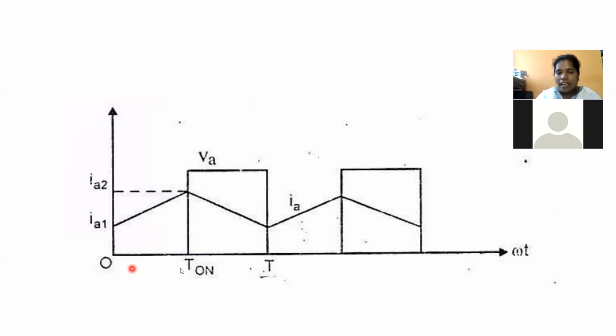It is the turn on time, 0 to T on. That means it is the turn on time, and T on to T means it is the turn off time. So when the chopper is in on state, there is no output voltage. And when the chopper is in off state, you are getting some output voltage. And the magnitude, we can say it as VA, that is armature voltage. Otherwise, you can represent this voltage as VS also.